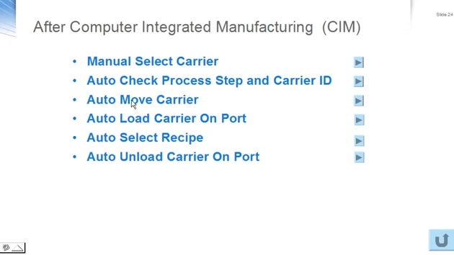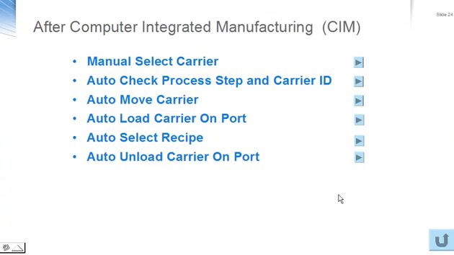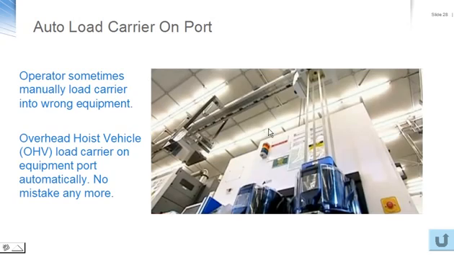And then we will auto move the carrier. Okay, if your factory is fully automated, you can use the OHS and the OHV to move your carrier to the equipment. And then we auto load the carrier on the pole. Operators sometimes manually load the carrier into the wrong equipment, so we can use the overhead hoist vehicle to load the carrier on the equipment pole automatically. No mistakes anymore.